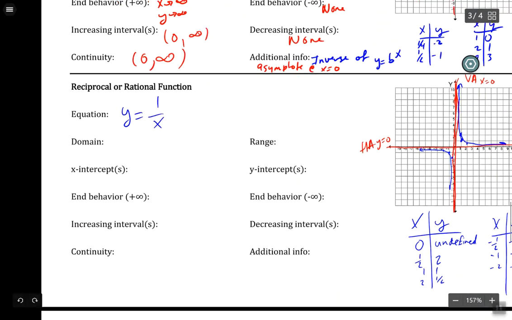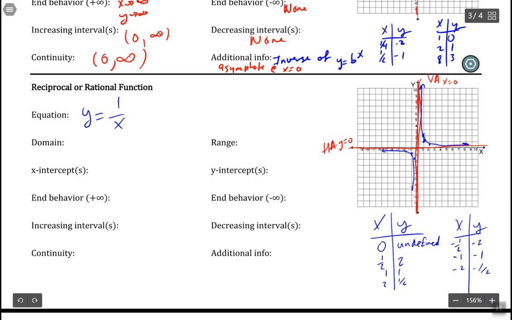So looking at my graph, what's the domain? Can I have any x this way and any x that way? What's the only x I can't have? 0. So normally you would say all real numbers, but x not equal to 0. You can do that, but I'm not going to give you credit for that. I need you to think in terms of interval notation. So now are we going to go from negative infinity to 0, open parentheses, and then 0 to infinity, open parentheses?